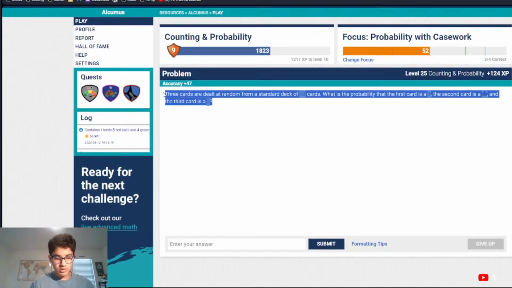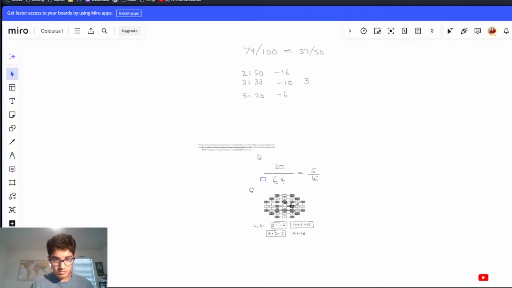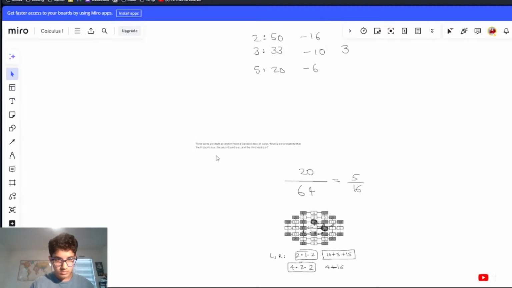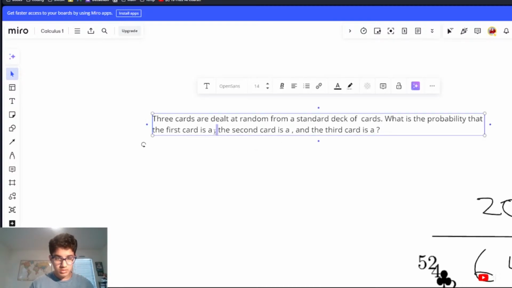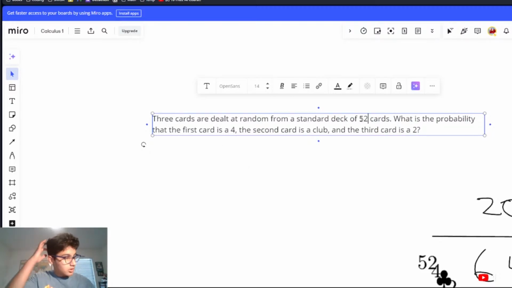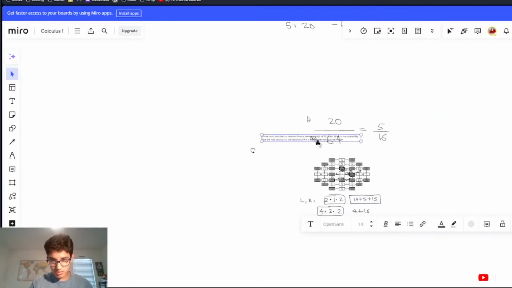So let me just copy the question and see. First card is a 4, the second card is a club, and the third card is a 2. Okay, let's see. So I'll drag this down a bit and get some room.